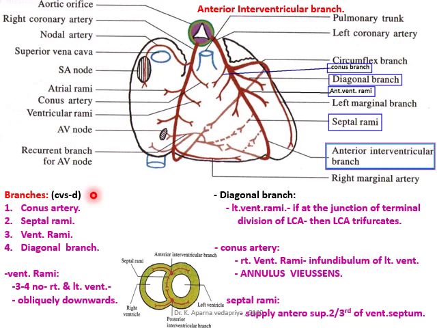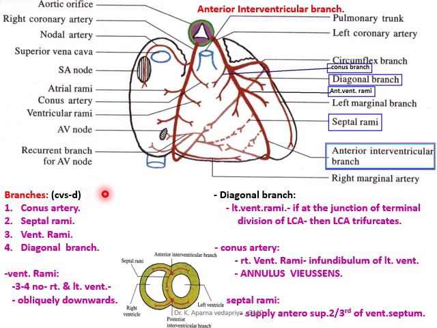You can remember by the mnemonic CVSD. C stands for conus artery, V stands for ventricular rami, S stands for septal rami, and D stands for the diagonal branch. So let us see them in detail.